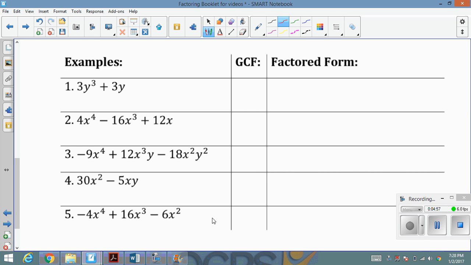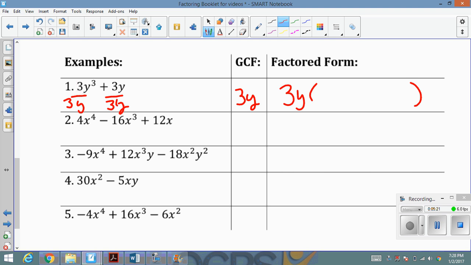So 3y cubed plus 3y. Hopefully we can all fairly quickly say my GCF there is 3y. 3 and 3 is common, y is common, smallest exponent of 1. So when I write this in factored form, it's going to be 3y times something. And to figure out the something, I'm going to just simply divide each term.